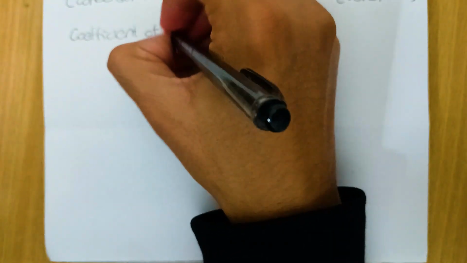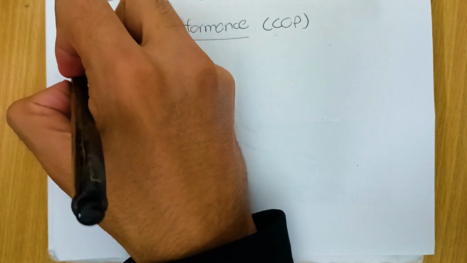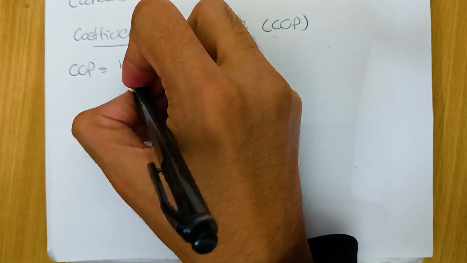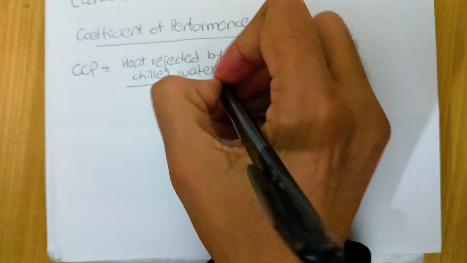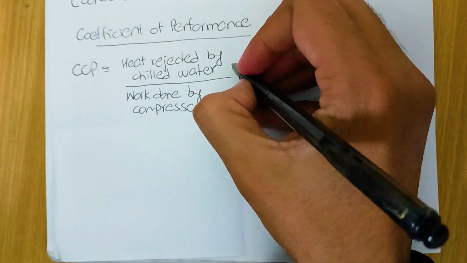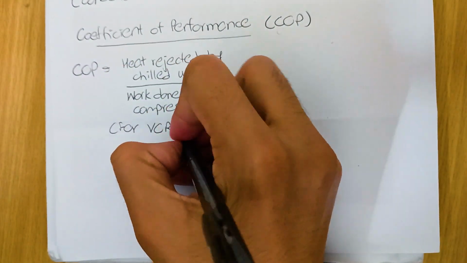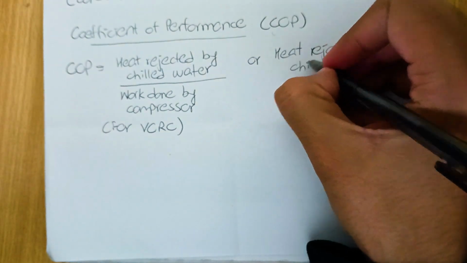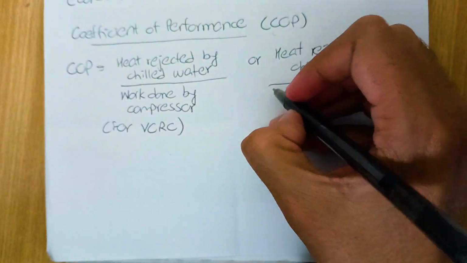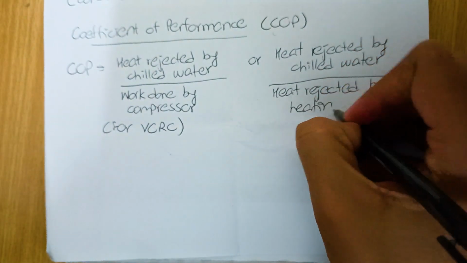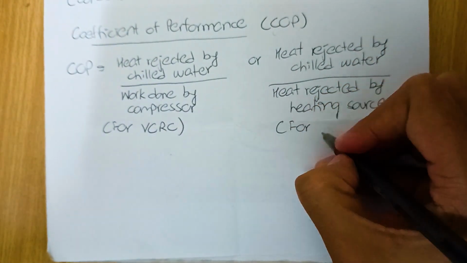Coefficient of performance is basically a ratio of output upon input. In case of vapor compression refrigeration cycle, coefficient of performance is equal to heat rejected by chilled water in evaporator divided by work done by compressor. While in case of vapor absorption refrigeration cycle, it is equal to heat rejected by chilled water in the evaporator divided by heat rejected by heating source in the generator.